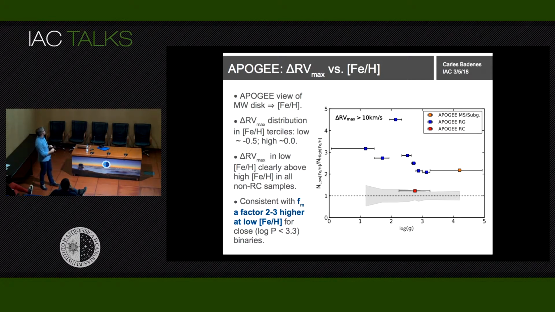This is the number of high delta RV max systems that you measure in the low metallicity versus the high metallicity. This is what you would expect if there was no effect, and this is clearly above at all systems. This is a measurement or an idea of what the statistical uncertainties are involved in this measurement. So this is clearly above any statistics. It is a real effect.